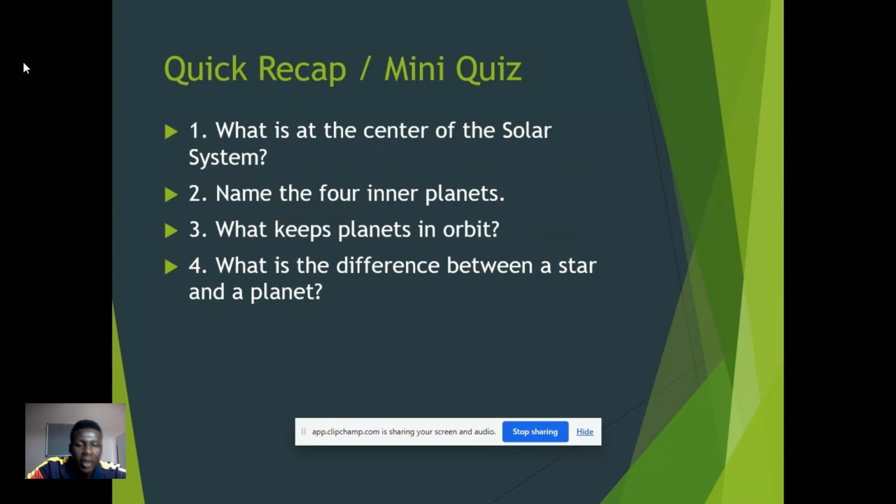Then you have a mini quiz. Just write down. One, what is the center of the solar system? Two, name four inner planets. Three, what keeps the planets in orbit? Four, what is the difference between a star and a planet?